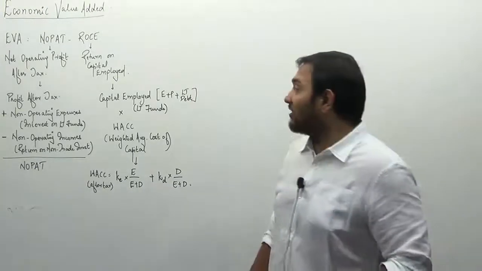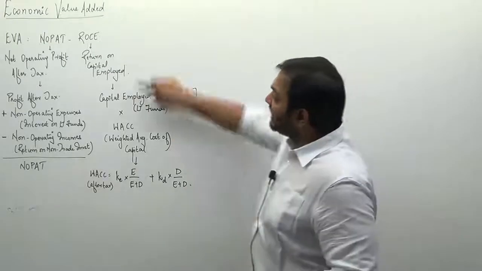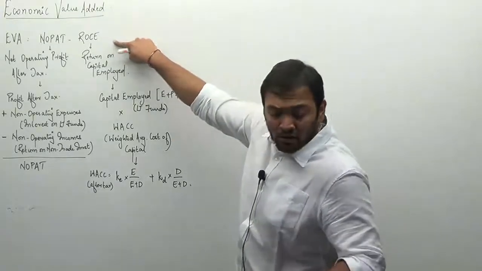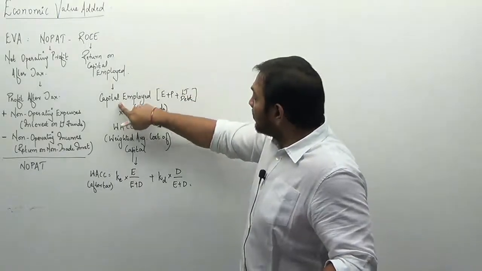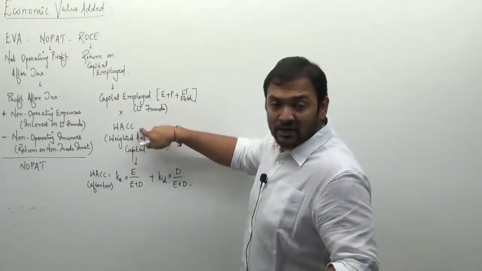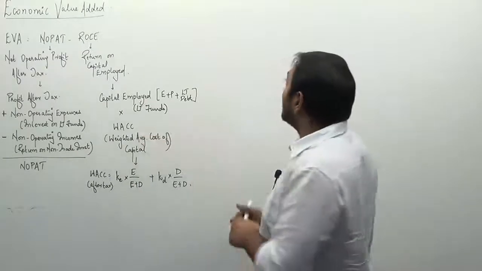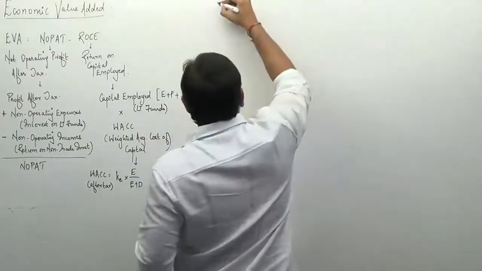Already your net operating profit after tax is given. So all we are concentrating on is to get ROC. You already know that the capital employed is 10,000. You know this value. But you have to multiply it with WACC, weighted average cost of capital. We need to calculate this. So put down a heading WACC.